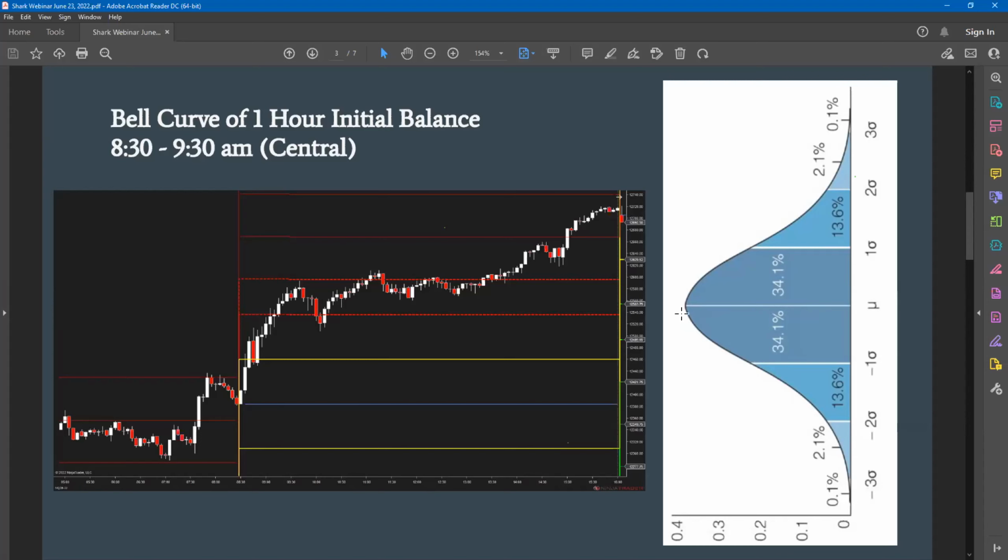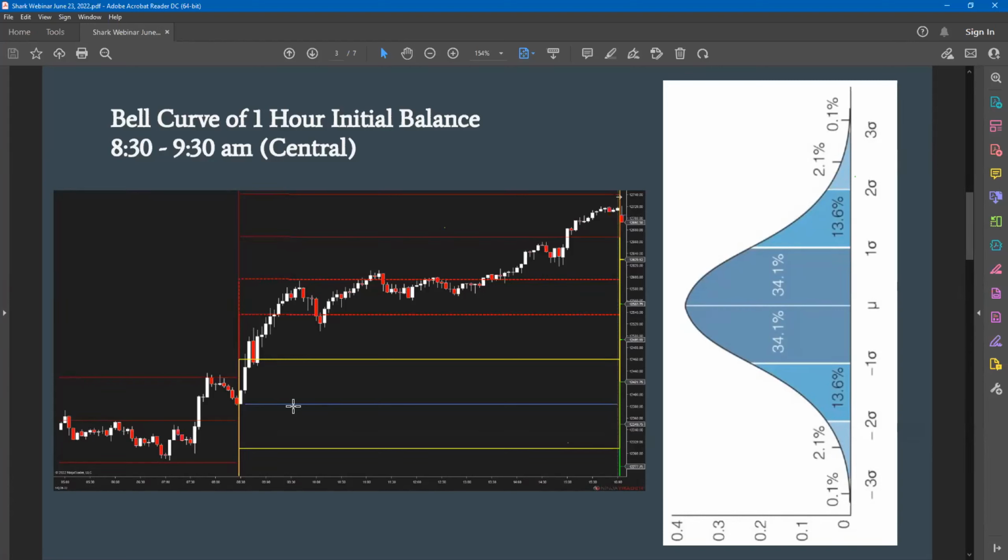Once it breaks the 1, where does the next level go to? That would be the 2 and the 3. So here it went from the 1 to the 2 and the 2 to the 3, and then it started going into your tails. My indicator allows me to plot these on the chart so I can see in real time where we are trading in relation to the last 14 trade sessions. The high and low of that range is now represented as a bell curve.